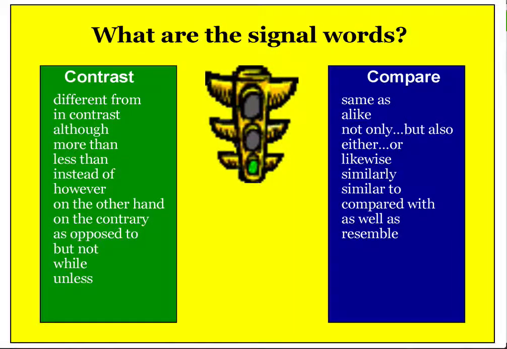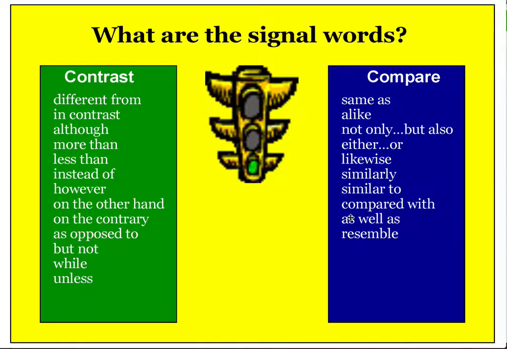So now we're going to talk about some signal words to look for in our reading when we want to know when they're contrasting something or comparing something. When they're talking about how they're not the same, they could say different from, in contrast, although, more than, less than, instead of, however, on the other hand, on the contrary, as opposed to, but not, while, and unless. So these help show the difference between the two objects or things.